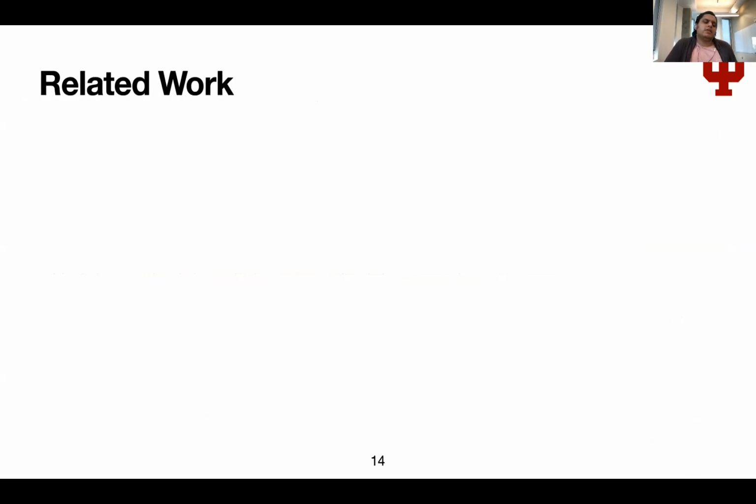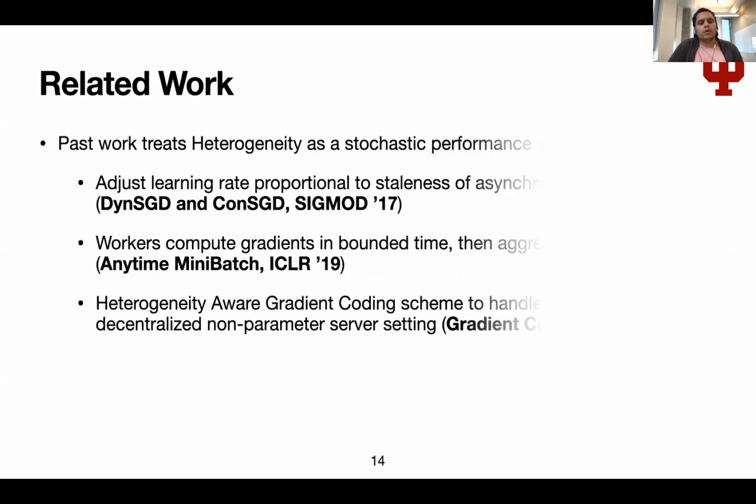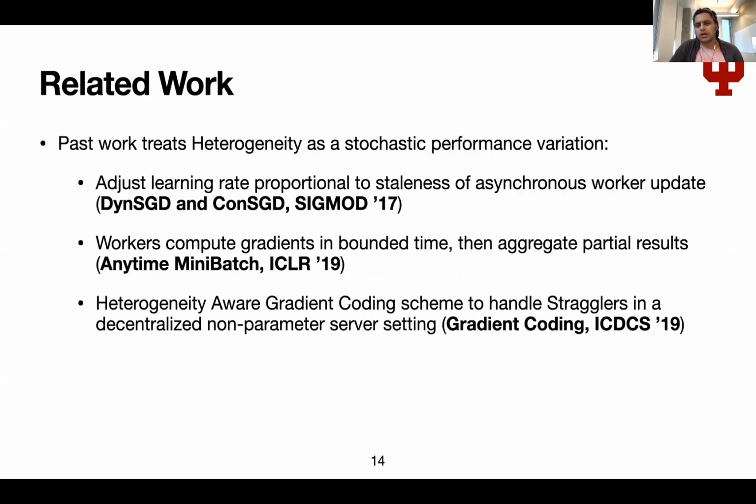So about the related work. What we came across is that past work treats heterogeneity as a stochastic performance variation. That includes adjusting learning rate proportional to the staleness in asynchronous worker updates, which is dynamic SGD and constant SGD in SIGMETRICS 2017. Then workers computing gradients in a bounded time and aggregating whatever results they were able to process, which is anytime mini batch in ICLR 2019. And a heterogeneity aware gradient coding scheme to handle stragglers in a decentralized non-parameter server setting, presented at ICDCS 2019.